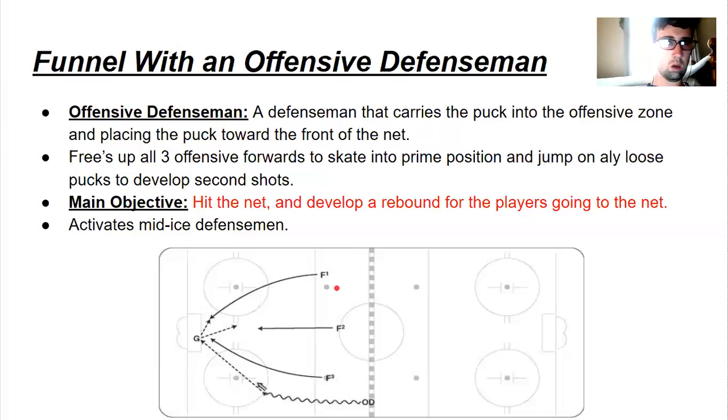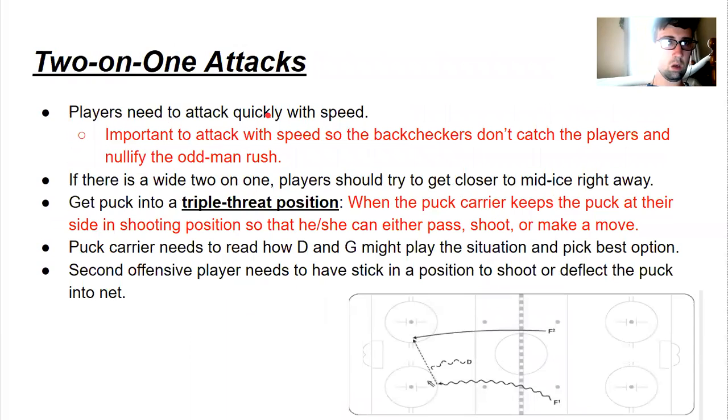2-on-1 attacks. Players need to attack quickly with speed. Important to attack with speed so the back checkers don't catch the players and nullify the odd man rush. If there is a wide 2-on-1, players should try to get closer to mid-ice right away. Get the puck into a triple threat position, when the puck carrier keeps the puck at their side in shooting position so that he or she can either pass, shoot, or make a move.